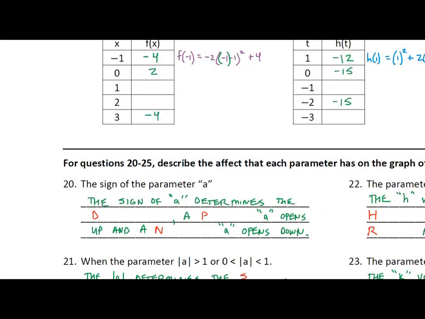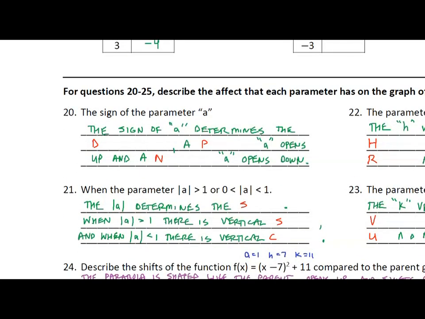Take a look at number 21. I don't know why I did those out of order. Sorry about that. Number 21. What happens to the parabola when the absolute value of A is greater than 1, or the absolute value of A is between 0 and 1, or you can just say absolute value of A is less than 1. So here's my full answer. The absolute value of A determines the shape. So the sine of A tells us whether the parabola opens up or down. The absolute value of A, which is just the value part of A without a sign, determines the shape. Is it compressed or is it stretched?